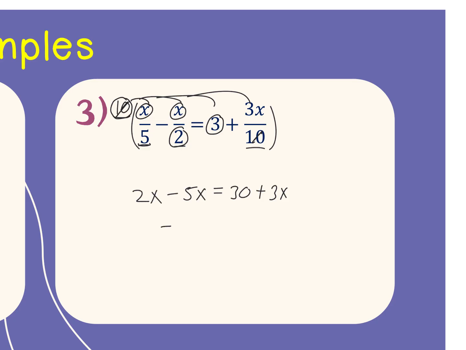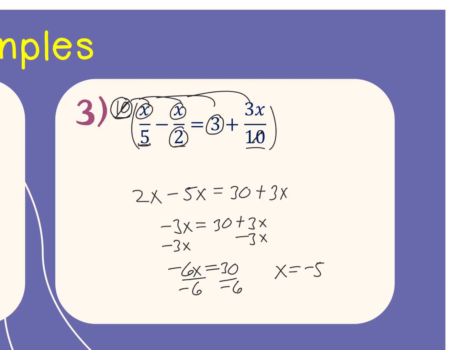And then we combine like terms. This is going to get us a negative 3x equals 30 plus 3x. And then solve for x, subtract 3x on both sides. I get a negative 6x equals 30. Divide by negative 6, and then I get x equals negative 5. All right.